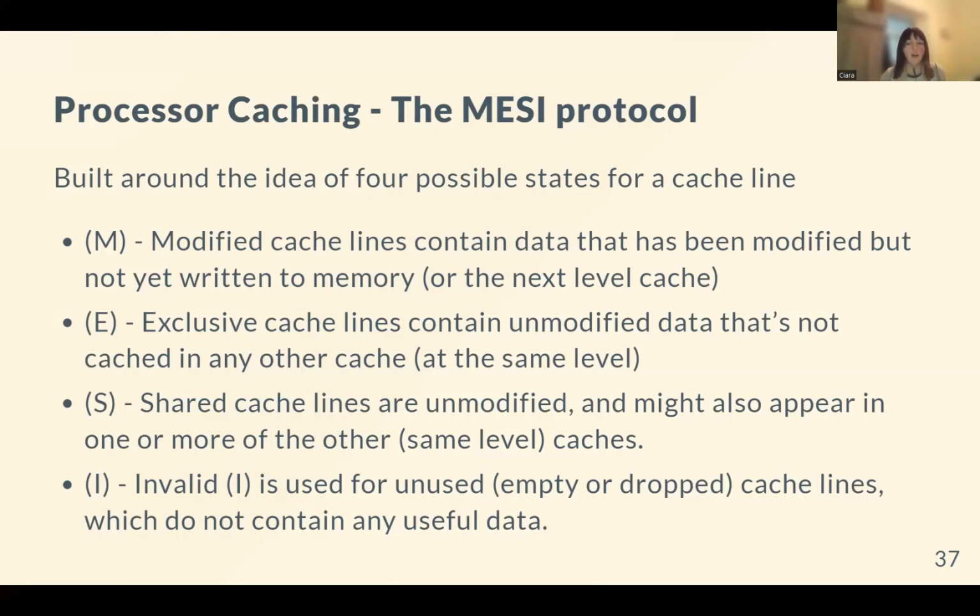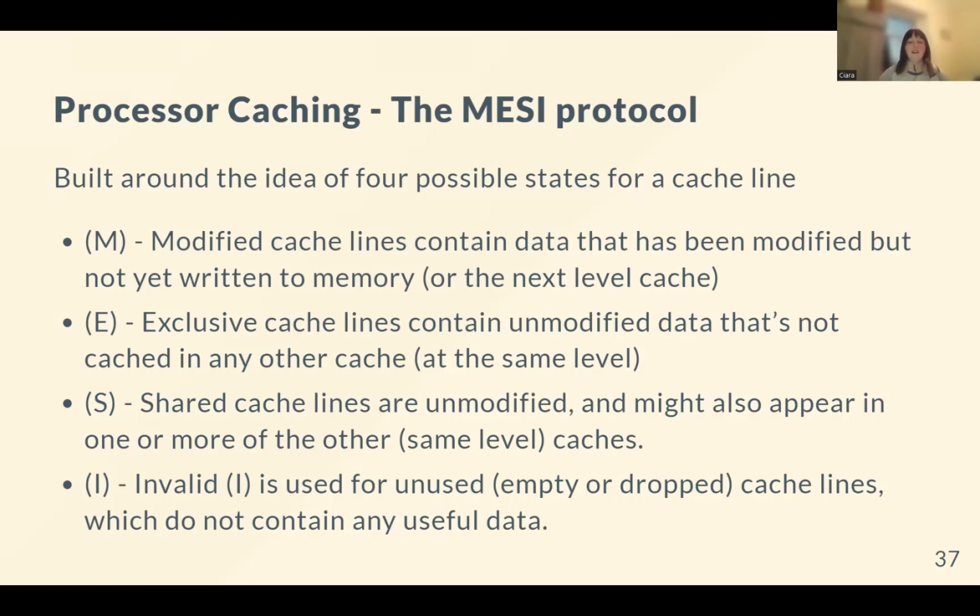Exclusive cache lines contain unmodified data that's not cached in any other cache at the same level. So you have exclusive access to it. Shared cache lines are unmodified, and they might be in one or more of the other same level caches. So you don't have exclusive access to it. And invalid is just for unused, empty, or dropped cache lines. So you can't use the invalid cache line.